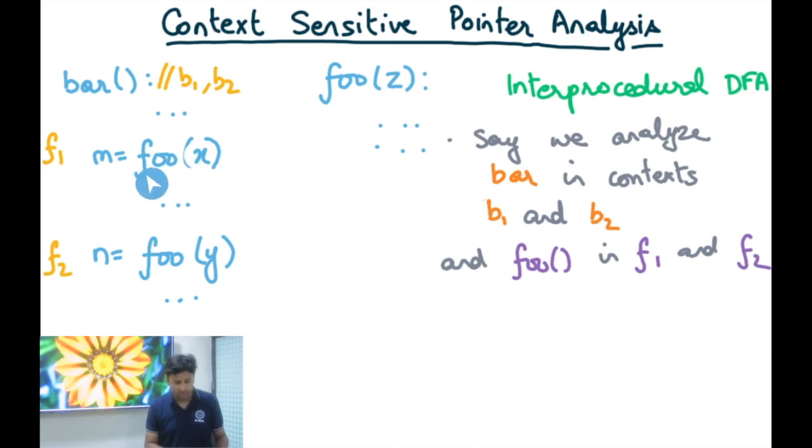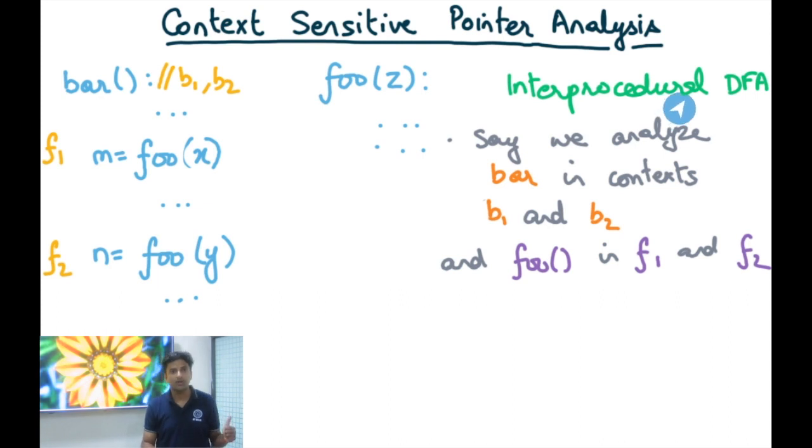So let's say there's a function foo that's being called at location f1. So foo can be called in context f1. And there's another location f2 where foo can also be called with a different set of arguments and a different set of return values. So foo is this function which takes an argument. The formal argument name is z, and it has some body.